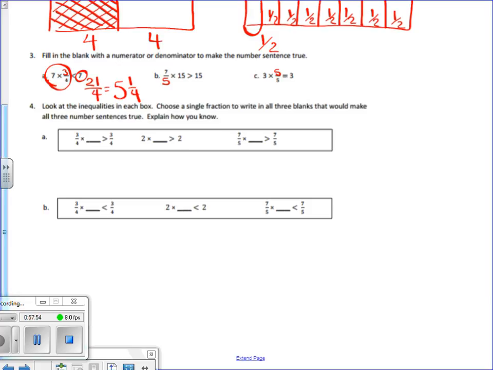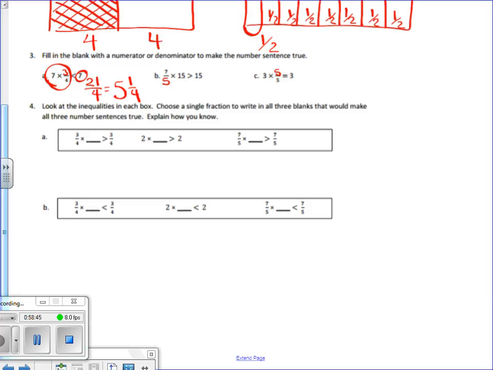Look at the inequalities. When they're saying inequalities, that just means that they're not equal. They're either greater than or less than. That's all that means. Inequality just means not equal. Choose a single fraction. So you just pick a fraction to write in all 3 blanks that would make all 3 number sentences true. So they've got greater than, greater than, greater than. So you put a fraction here that would make these 3 products greater than the first factor.